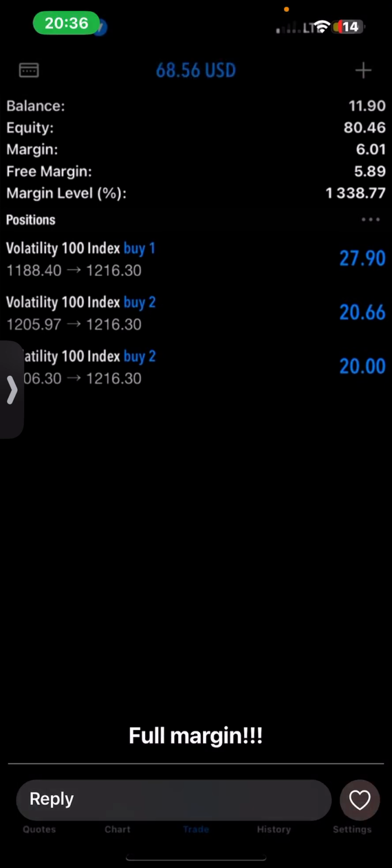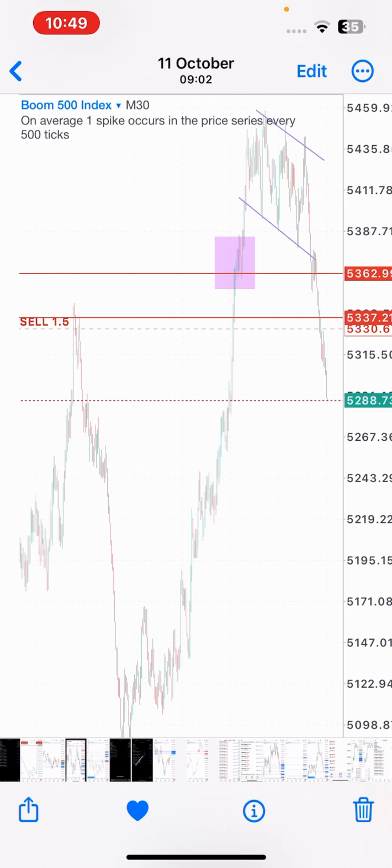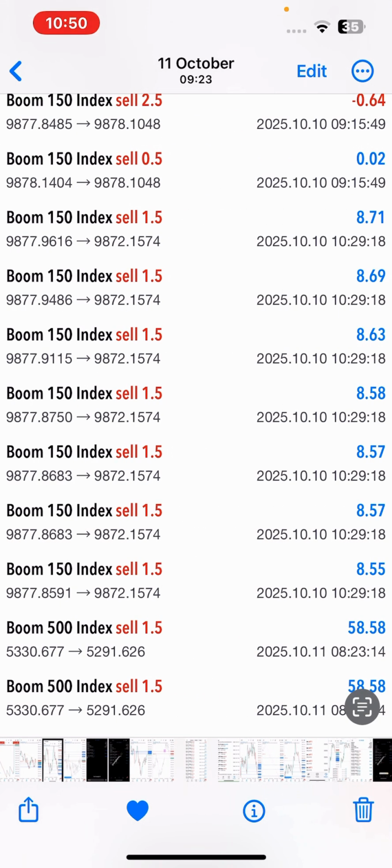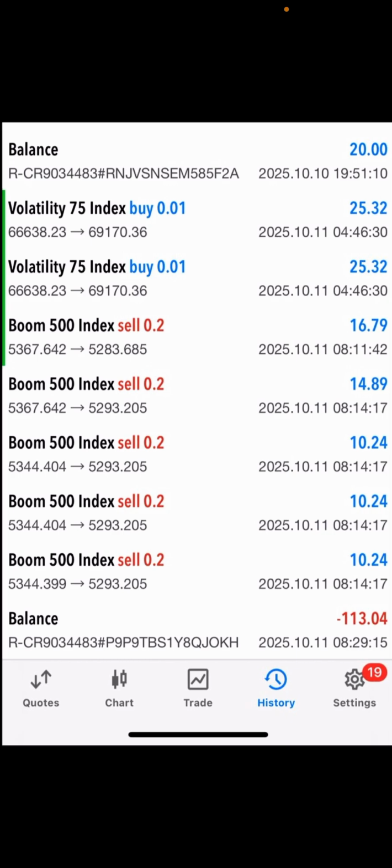Okay, this is $11 to $80. Okay, this is $101 to $553. Okay, you can see the lines, the analysis lines. You can see, this is on Boom 500 index. We made 1, 2, 3. This is like 100, and going to $200 profits.